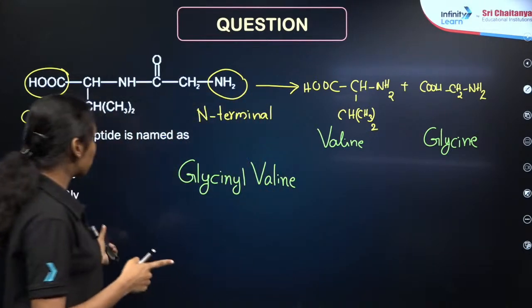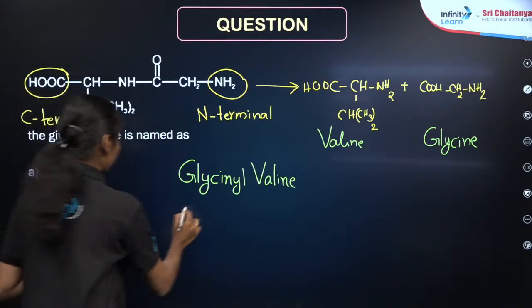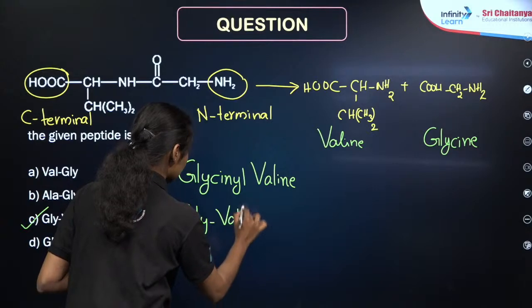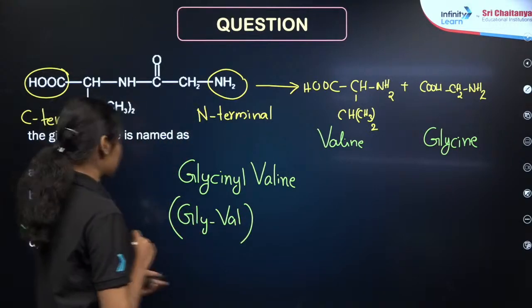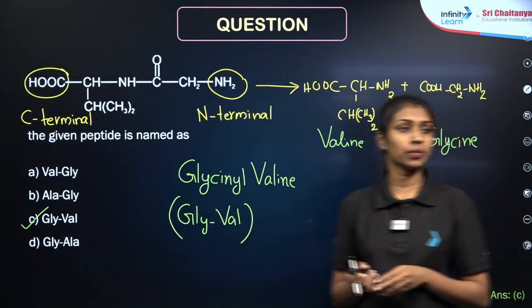Here it is asking about the abbreviation, right? So we can give it as GLY, right? GLY hyphen VAL stands for glycinyl valine, which means option C will be the correct answer. Is that clear?